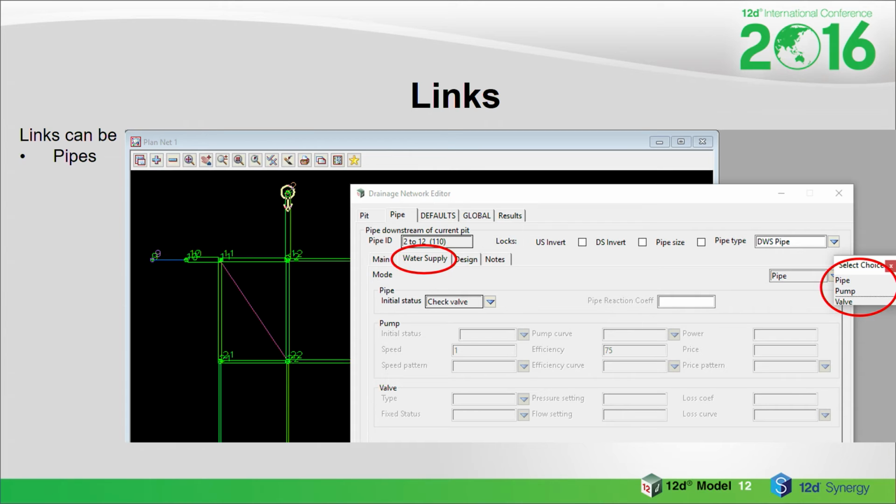Then the other two hydraulic items are the pumps. Pumps are considered a link, even though they're physically sort of not a part of a pipe. But they're considered a link because they change the flow by imparting energy to the water and raising the hydraulic grade line. And valves are also considered links because they can change the pressure or the flow in a pipe.